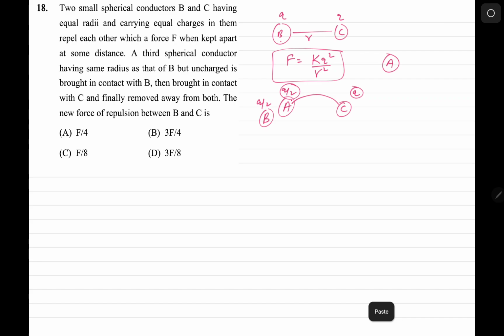So Q plus Q by 2 is 3Q by 2. This 3Q by 2 will be distributed equally, so 3Q by 4, 3Q by 4. So finally B has charge Q by 2 and C will have charge 3Q by 4, and they're separated by the same distance.